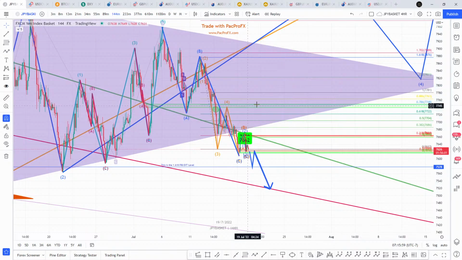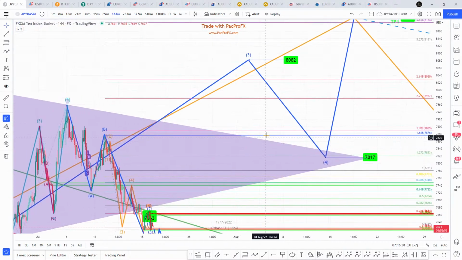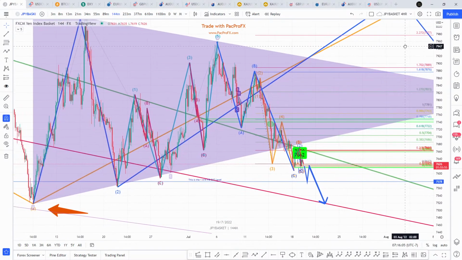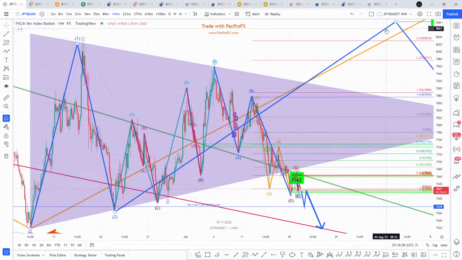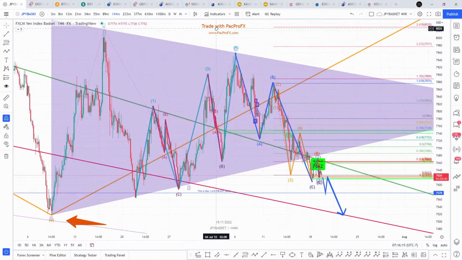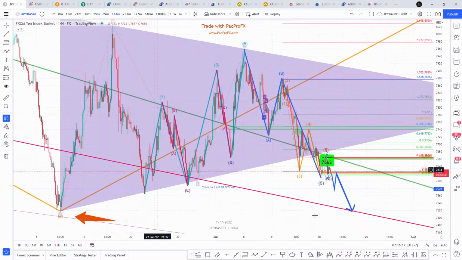I'm actually going to take this all out because I don't want people to think that it's going to go that way. And this may be a bigger correction, or should I say it is a bigger correction. Another ABC pattern. So let's put that on there.